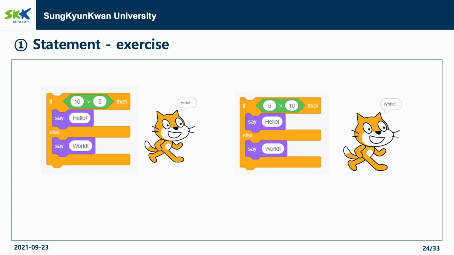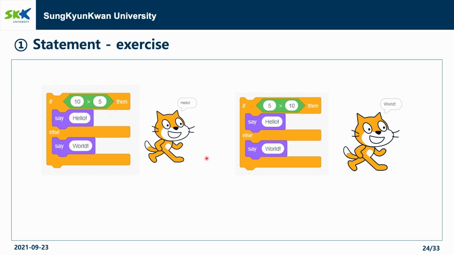It is an if-else block. And there is a diamond green block here. So if the diamond green block's value is true, then say hello will be executed, or else say world will be executed. The diamond condition block says 10 bigger than 5 and it is true. So say hello will be executed like this.